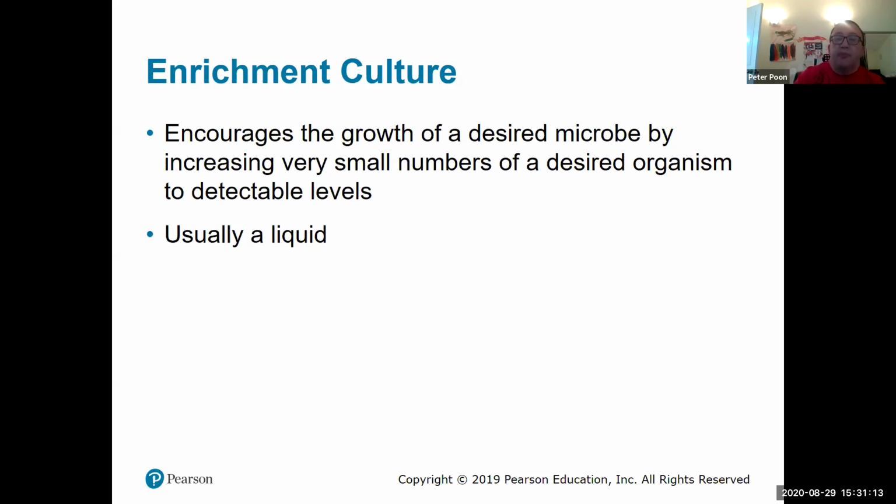Okay. Enrichment culture encourages the growth of a desired microbe by increasing very small numbers of the desired organisms to detectable levels. So I can grab some bacteria and I can culture them all. If I found one that I want, I can selectively grow it in an enrichment medium.